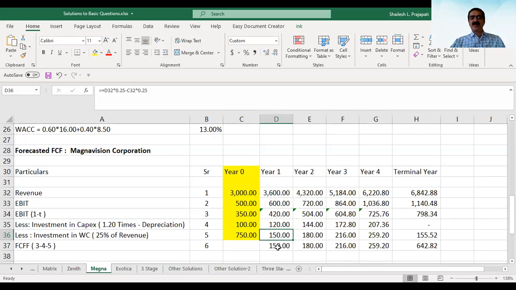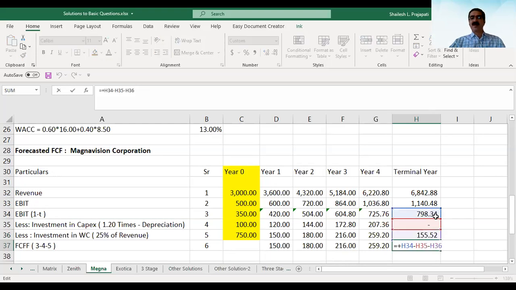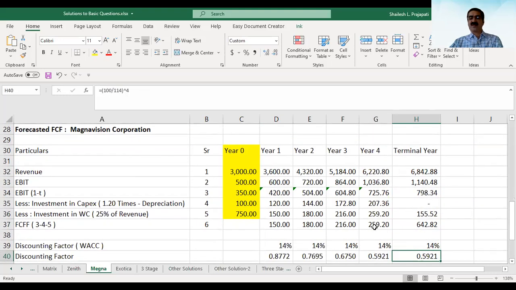So we get the FCFF for the first year as 150, then 180, then 216, and 259. In the terminal year, there is no increase in the capex, but there is an increase in the working capital. So we have taken the working capital into the picture for the FCFF. Again, we have taken the same formula, the EBIT minus the investment, less this. This is how we take the FCFF, and the growth rate.